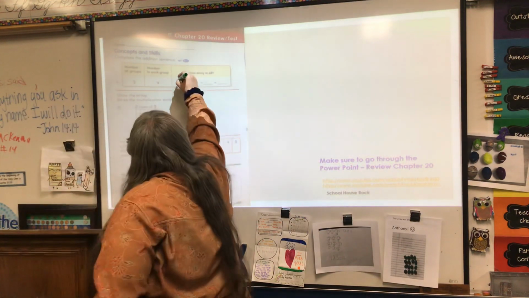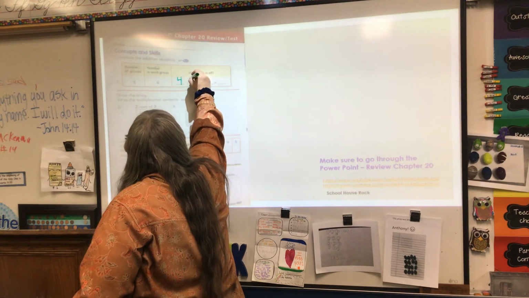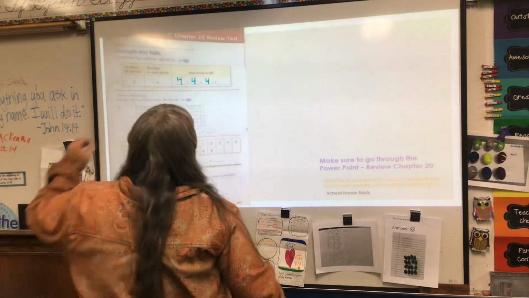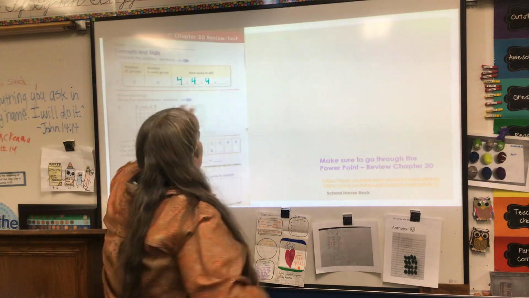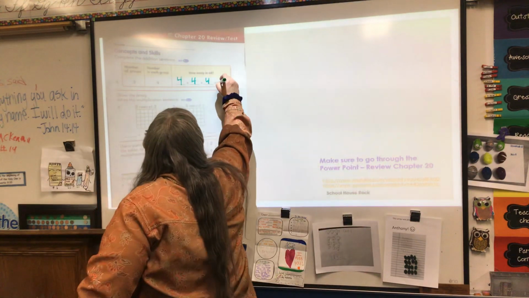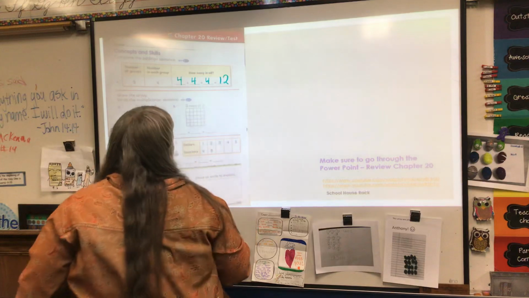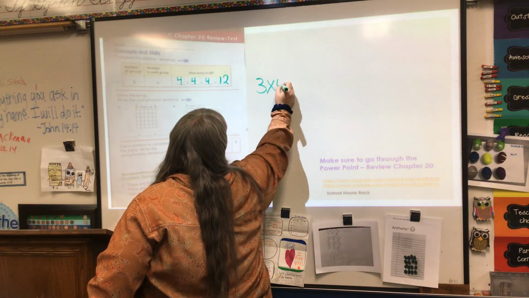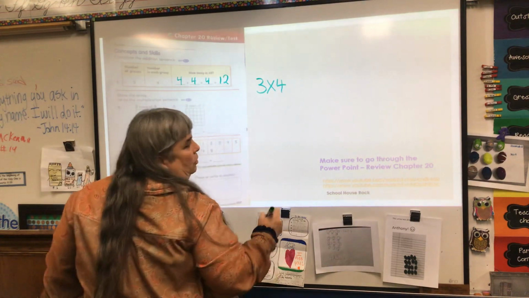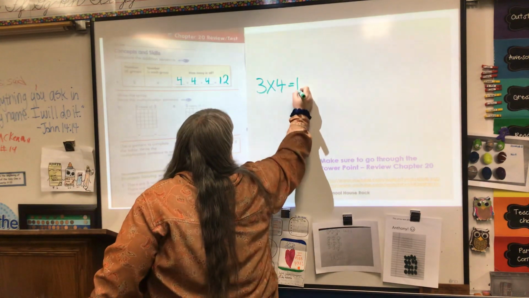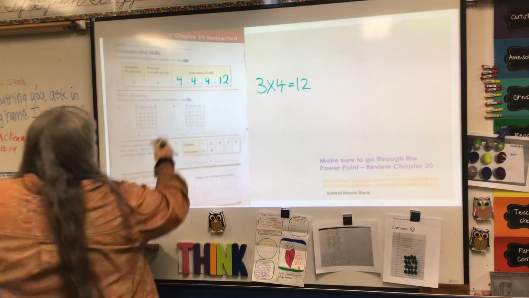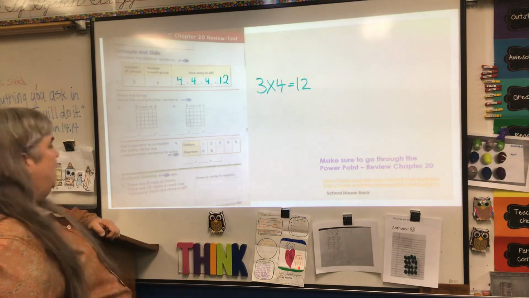So I know I'm going to put 4, 4, 4. And then I'm going to skip count by 4: 4, 8, 12. So I know when I write that as a multiplication problem, it's going to be 3 times 4. Those are the two factors, and the product is 12.